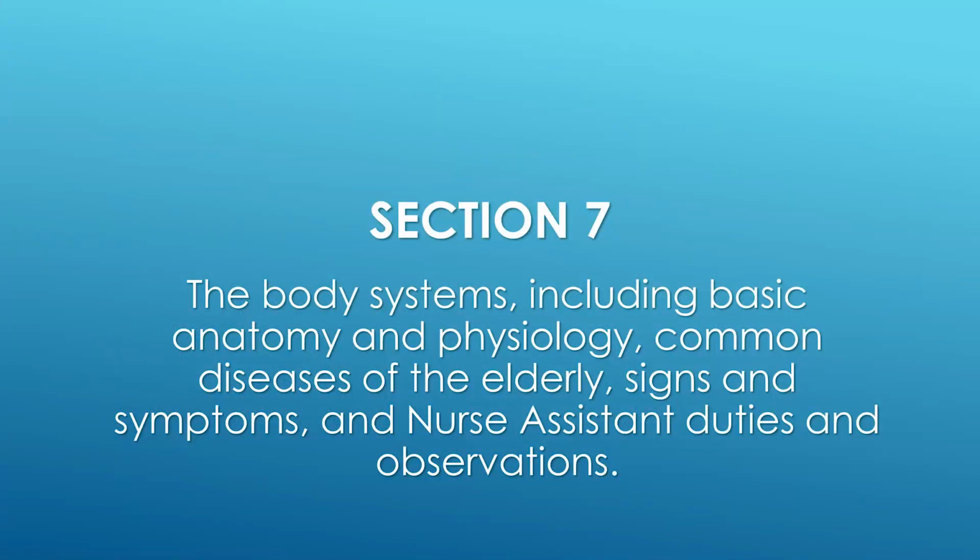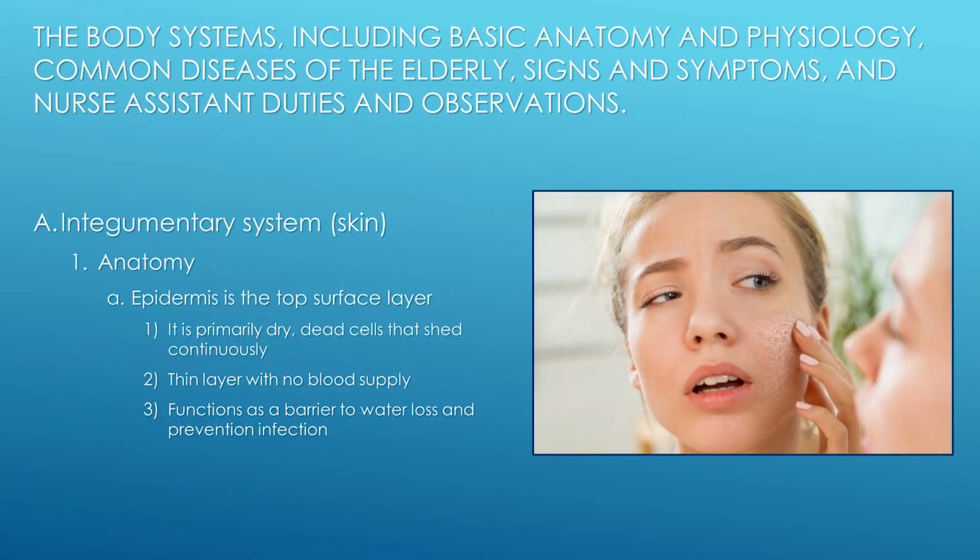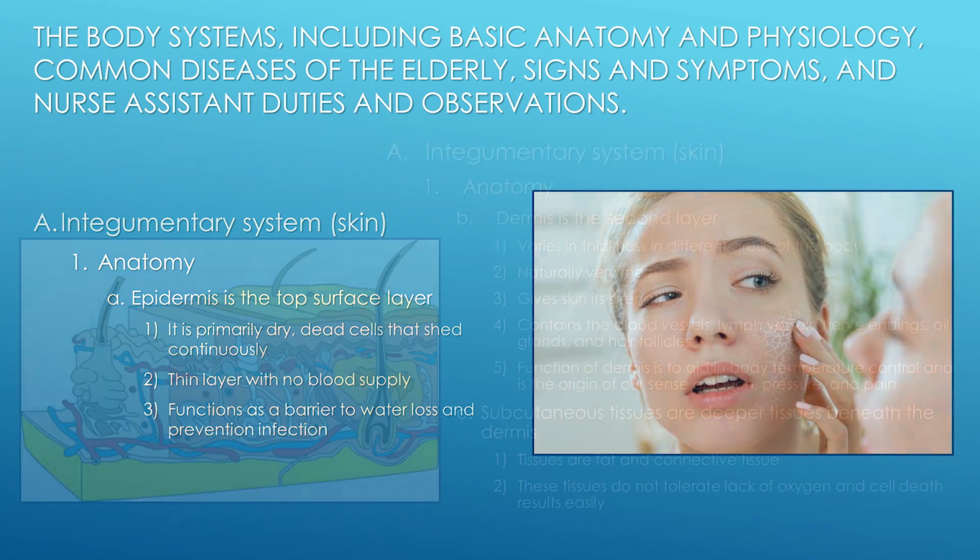Section 7. The body systems, including basic anatomy and physiology, common diseases of the elderly, signs and symptoms, and nurse assistant duties and observations. A. Integumentary system. Anatomy. The epidermis is the top surface layer. It is primarily dry, dead cells that shed continuously. It is a thin layer with no blood supply. Functions as a barrier to water loss and prevents infection.